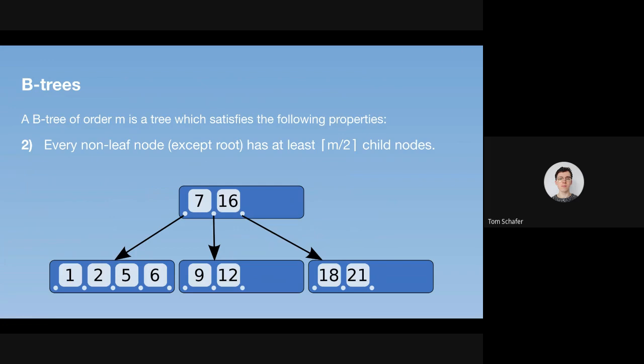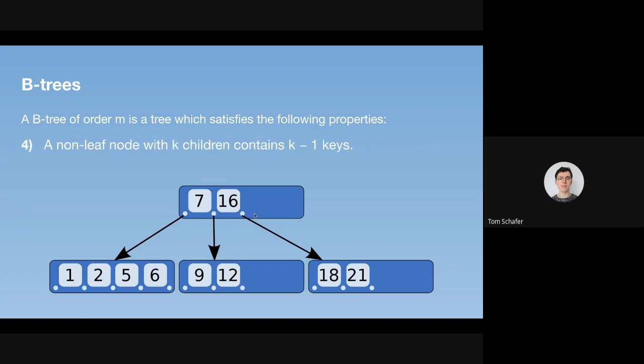Every non-leaf node, so a leaf node is a node at the bottom, so these would be leaf nodes as an example, except the root has at most the ceiling of m/2 child nodes, which is 3 in this example. 5/2 with the ceiling is 3. The root has at least 2 children if it's not a leaf node. So this is the root, obviously, and it has at least 2 children, which you see this satisfies.